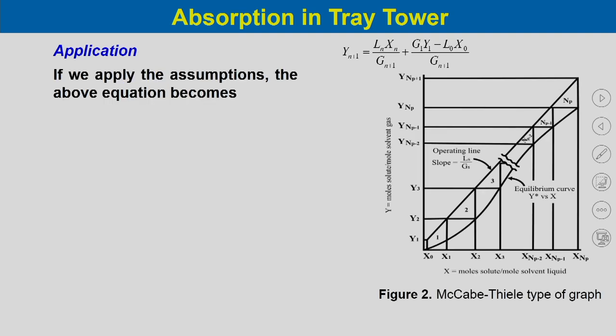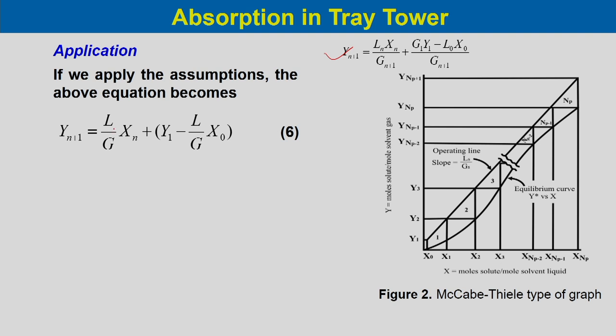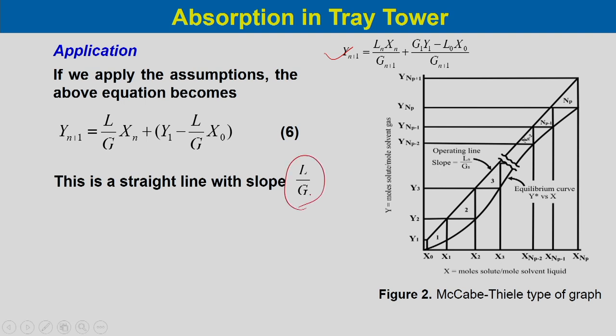Now, if we apply the assumptions, the above equation becomes y n plus 1 equal to L by G x n plus y 1 minus L by G x naught. So, this is equation 6. And this is a straight line with the slope L by G. Now, the intercept, as we said, is this part: y 1 minus L by G x naught.